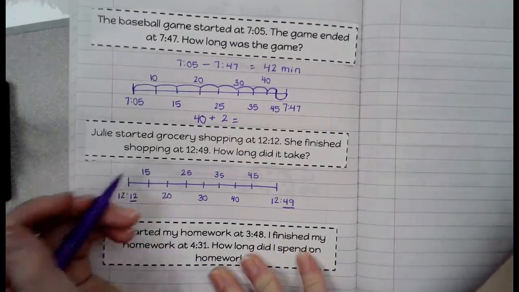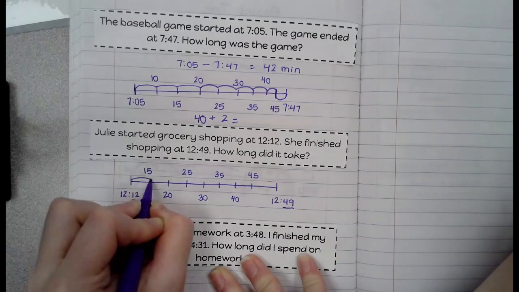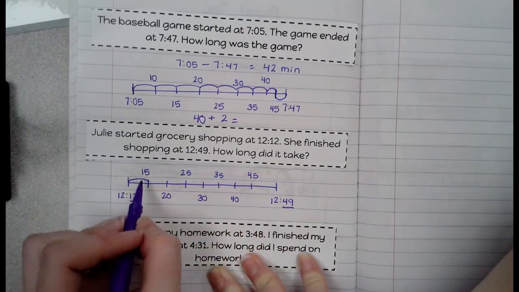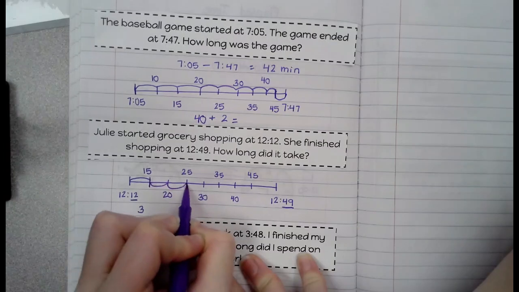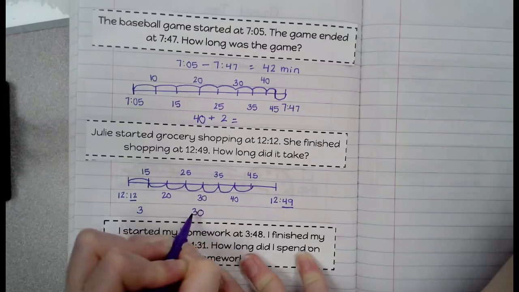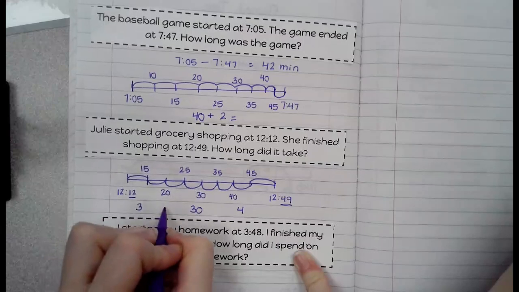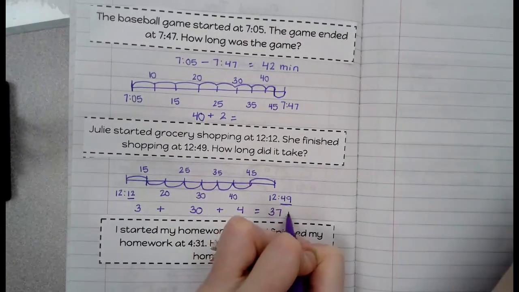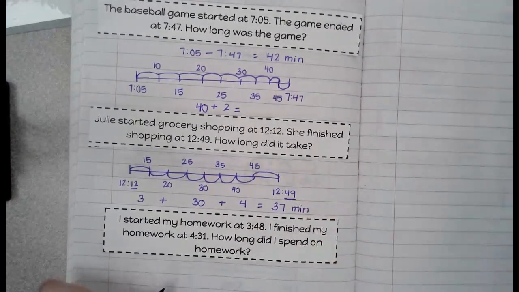So now I need to know how many minutes pass. I didn't start on a 5-minute mark. So from 12:12 to 12:15, there are 3 minutes. Now I can count by 5s until my last 5-minute mark. So starting here, I never counted. I just start here. I have 5, 10, 15, 20, 25, 30. Write that down below as well. And from 45 to 49, 4 minutes pass. All I need to do is add these 3 numbers together. That's going to give me 37 minutes. So my elapsed time is 37 minutes.